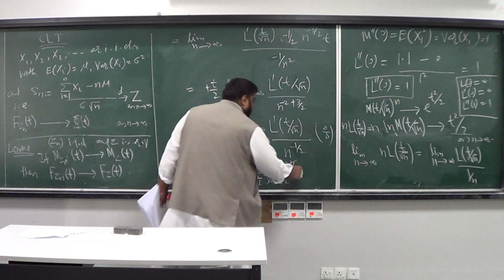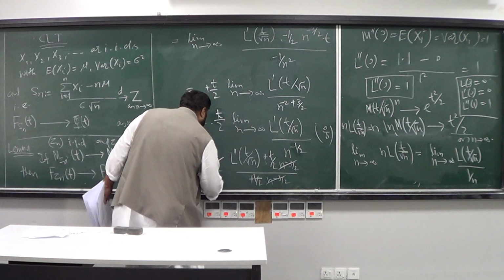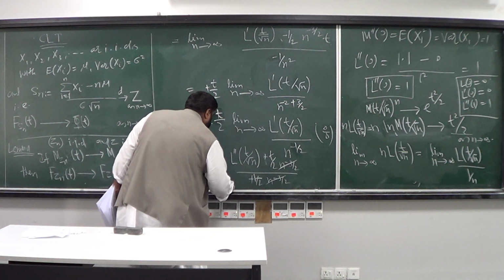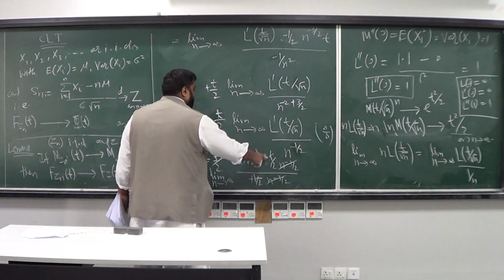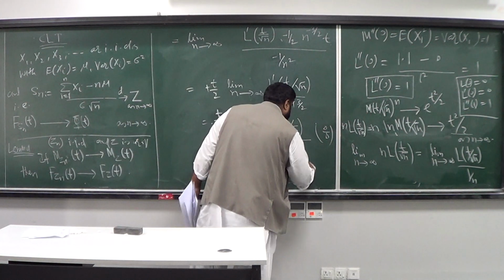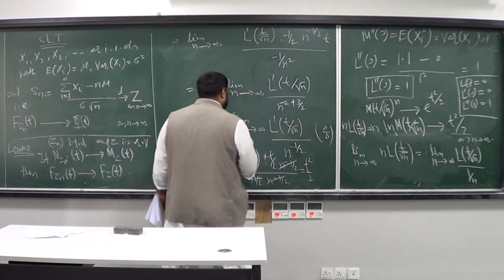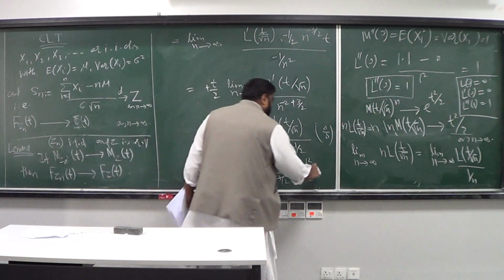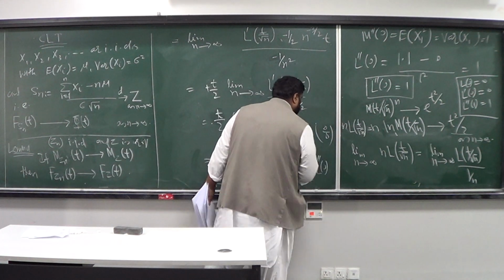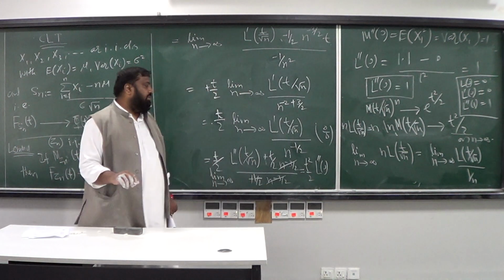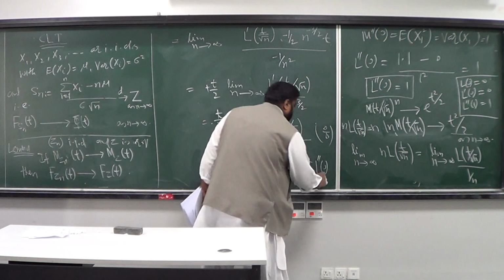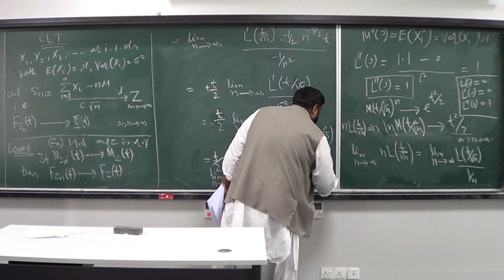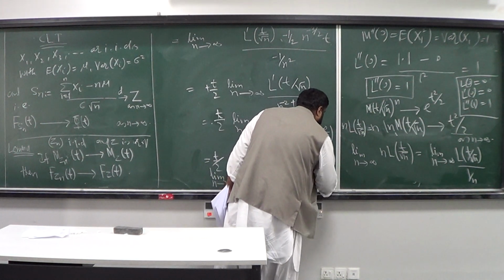Obviously you need to take the limit as n goes to infinity. So what you're going to get? t multiplied by t upon 2, so this is t square upon 2, times L double prime of 0. And what is L double prime of 0? This is exactly what you call 1. So the final outcome that you get is t square upon 2.